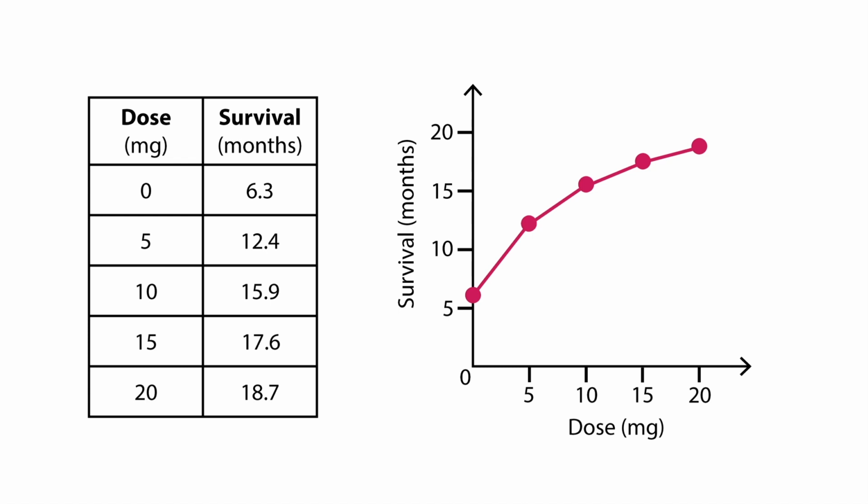A relationship like this would be important to understand if, say, your cancer treatment had negative side effects that also increased as the dose increased. At the higher dosages, it may be hard to decide whether the increase in quantity of life is worth the decrease in quality of life that goes with it. You may need to use a graph like this one to help you make that kind of decision.